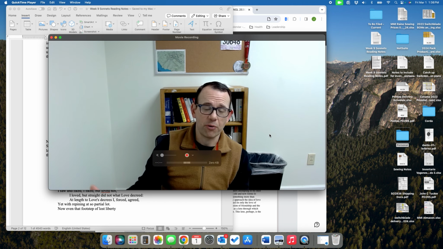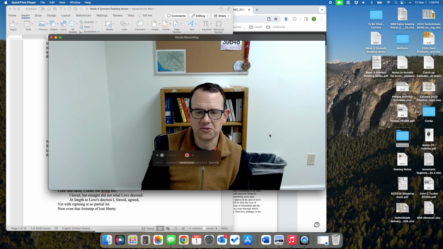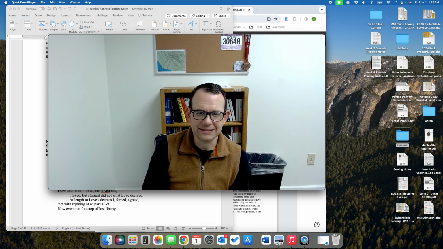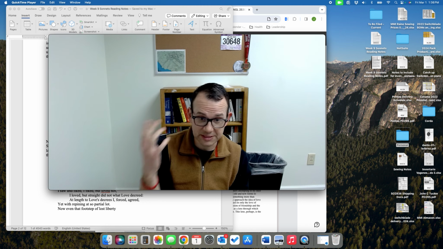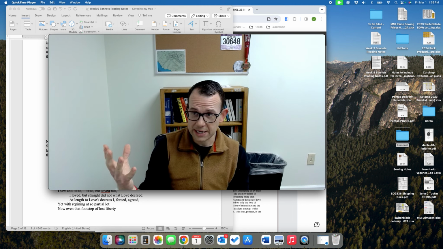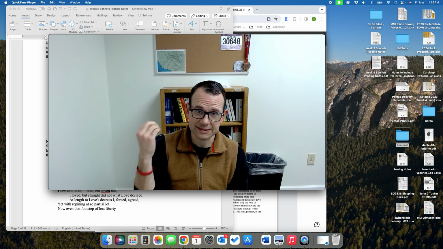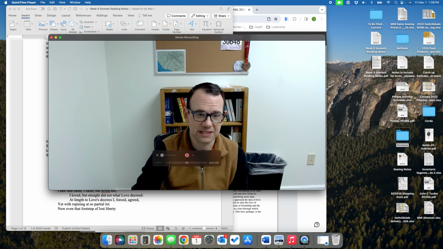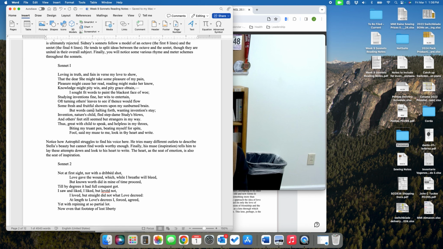This is one of my favorite poems of all time because it's so striking in its imagery of a person who is so inspired to write about this love of his life, and at the same time cannot find the words. That he has done so much to try to understand that, but then he recognizes, but my words came halting forth, wanting invention stay.